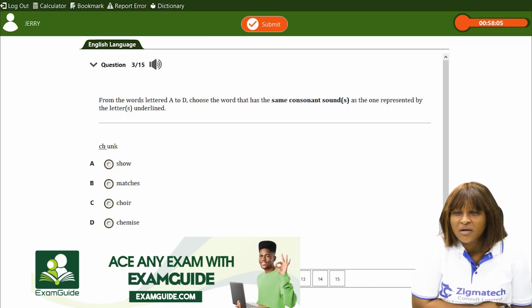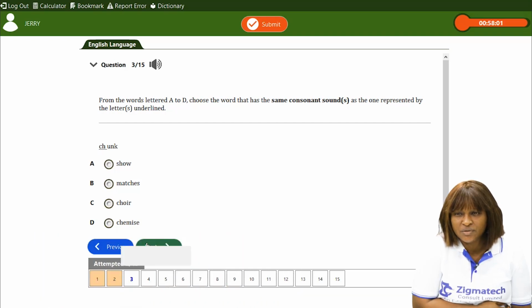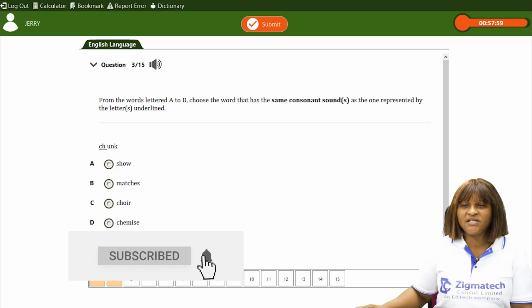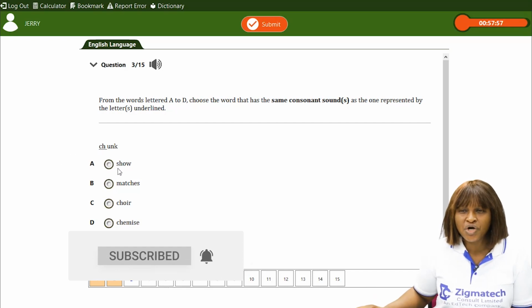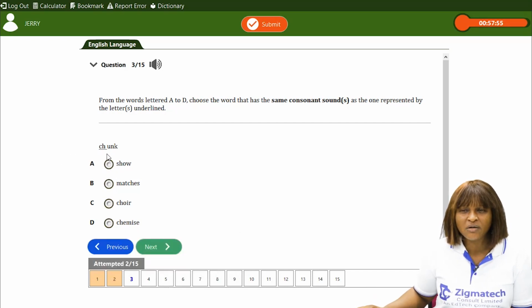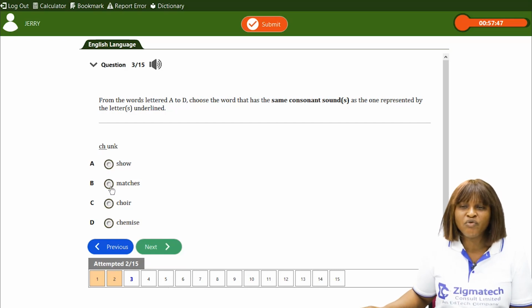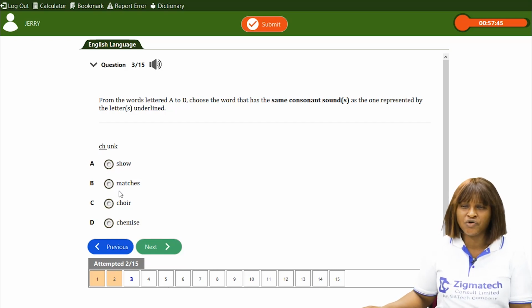All right, the next one says chunk. So we have the sound ch. Option A says what? Show. Does it sound like chunk? I doubt. There are 2 different sounds, so option A is out of it entirely. Then we have option B. We said matches. Oh, that's correct.